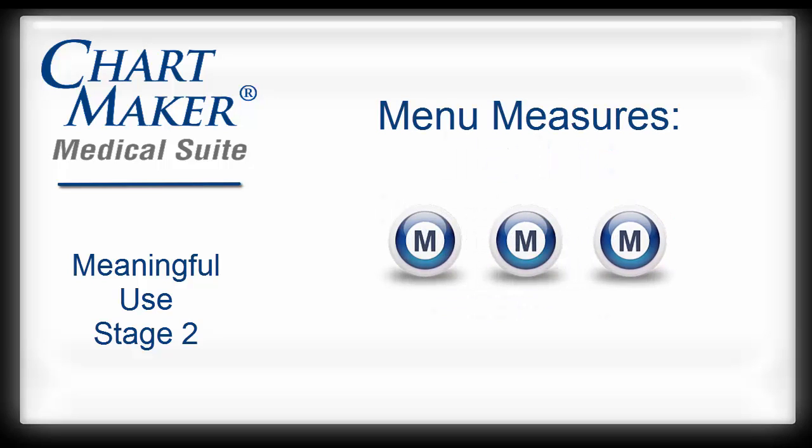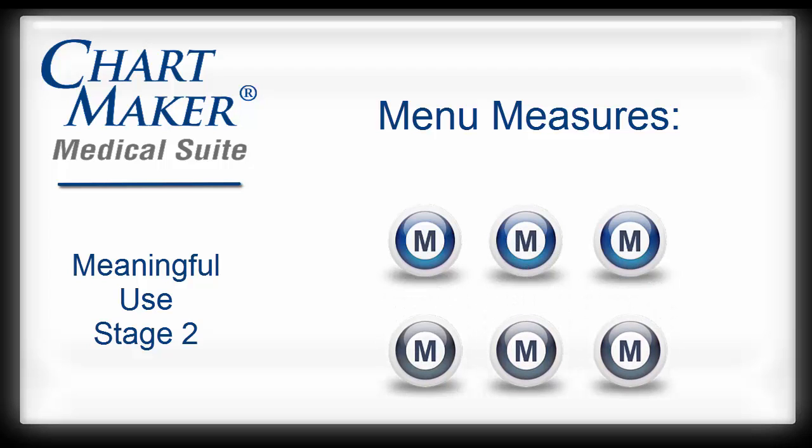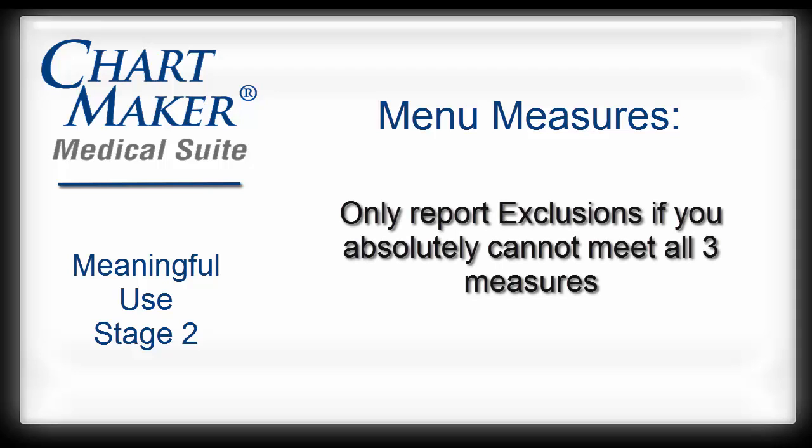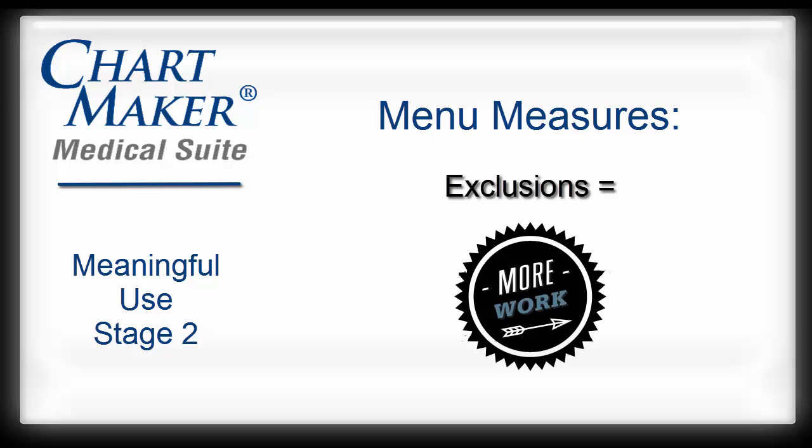You are required to complete 3 out of the 6 measures available. Keep in mind that while there are exclusions provided for some of these menu measures, you cannot select a measure and claim the exclusion if there are other measures that you could report on instead. What this means is that an EP must meet the measure criteria for 3 objectives. If the EP cannot meet 3, then he or she will need to report on all 6 of the measures during attestation, documenting for each one whether they met the measure or the exclusion.